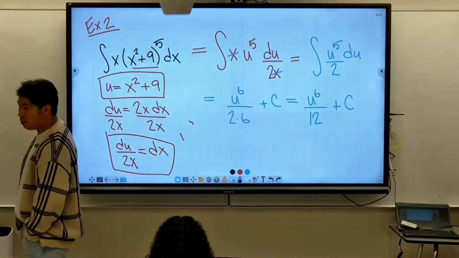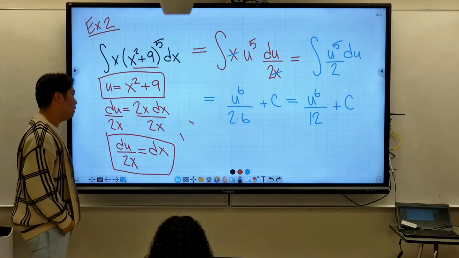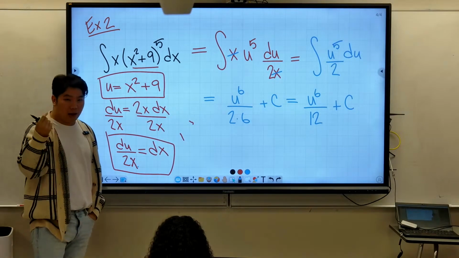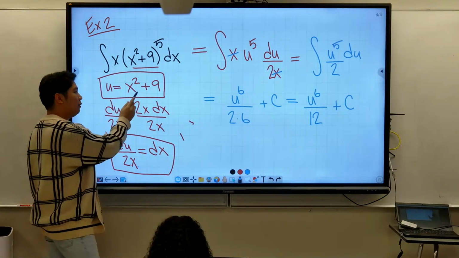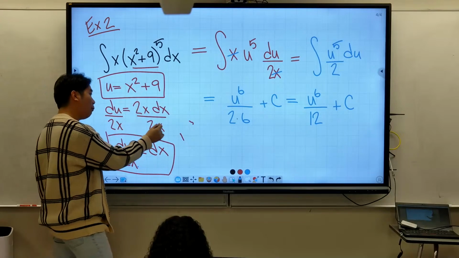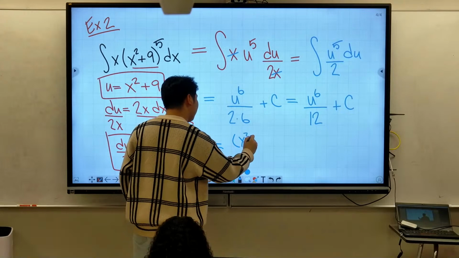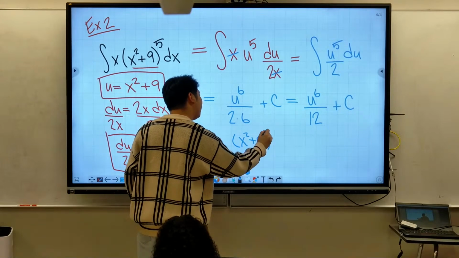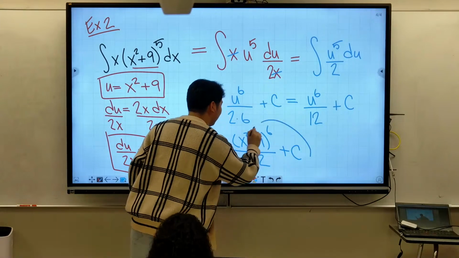Am I done with this as my final answer? No, why not? Yeah, I started with x. I want to end with x. Fortunately, I know what u is. U is exactly x squared plus 9. So instead of u, I can put x squared plus 9 to the 6th power all over 12 plus c.